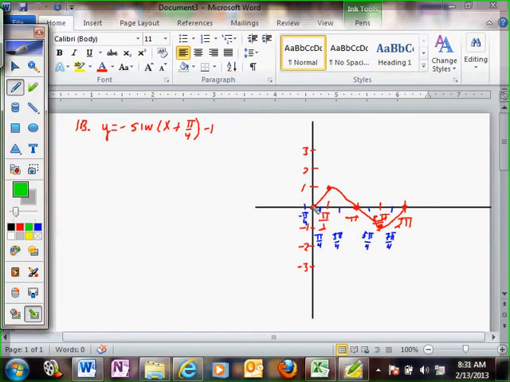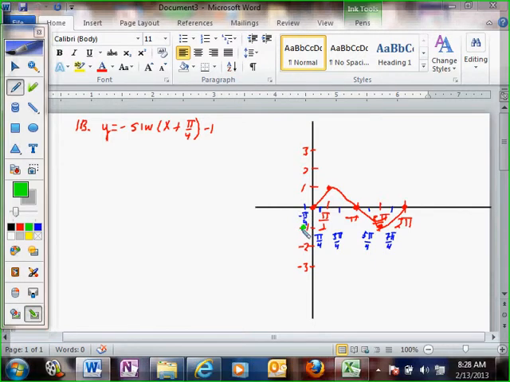So each point is going to go left pi over 4, y value times -1, and then down 1. Left pi over 4, y value times -1. The y value of where my pencil is at is 0. 0 times -1 is 0, so it stays there, but then I go down 1. That point goes to there. Left pi over 4, y times -1. 1 times -1 is -1, so I'm down here, and then down 1, I'm right here.